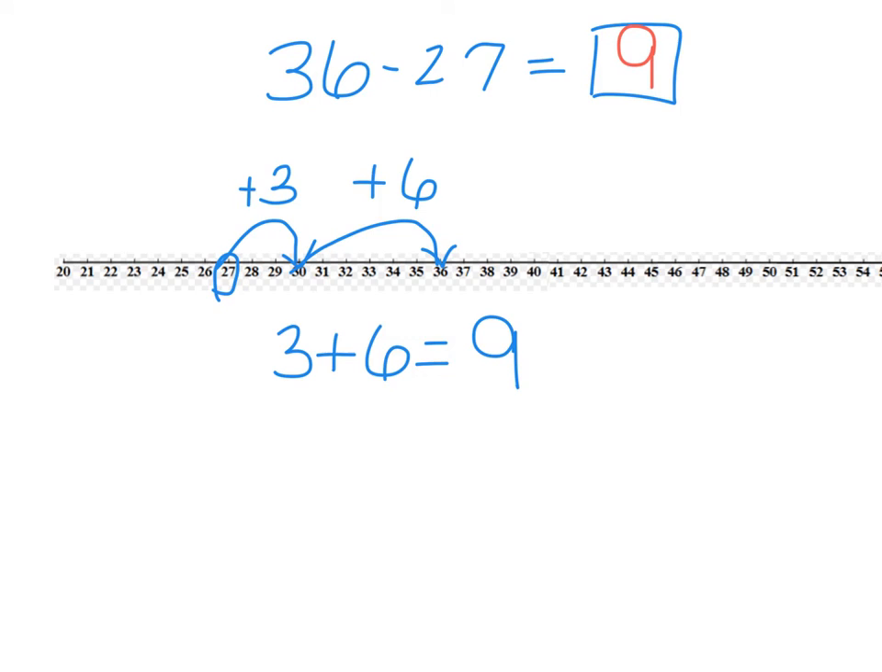So let's review what we did. Well, first we counted up from 27 to 30, which was 3. Next, we count up 6 more to get to 36. Then we add the 3 jumps with the 6 jumps to find the difference of 9. So in this lesson, you learn how to add to find differences. We use addition to solve subtraction problems.